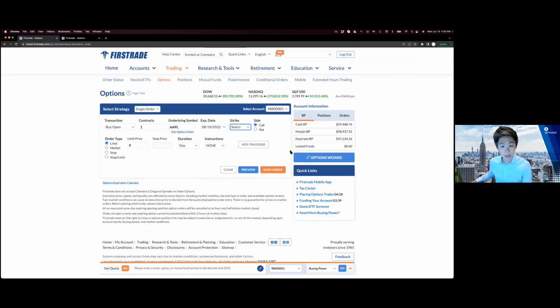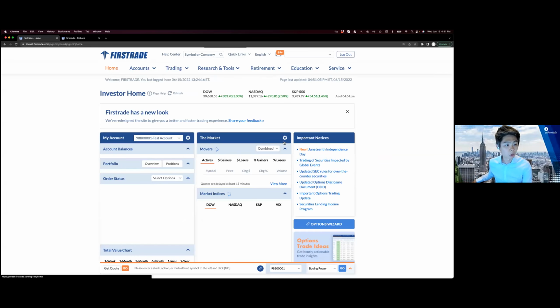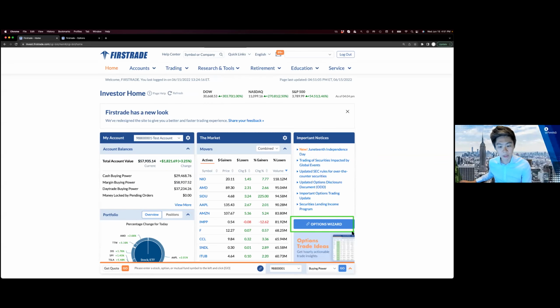And you can launch Options Play again using the options wizard link here on your trading screen when you click on options, or if you're on the home screen, you will also see a link here for the options wizard, which is on the lower right hand corner.